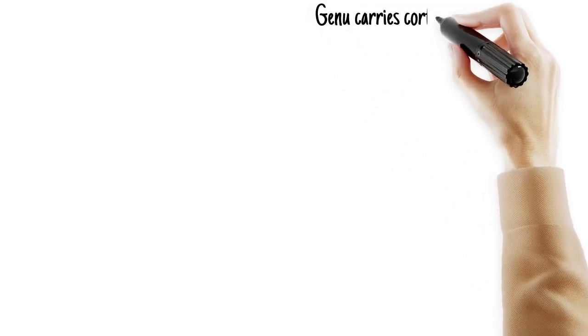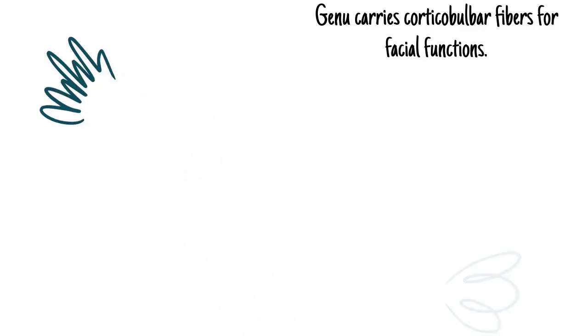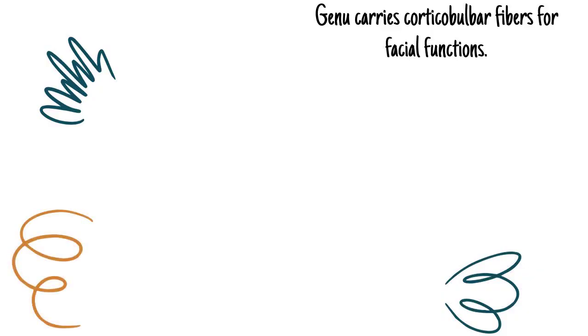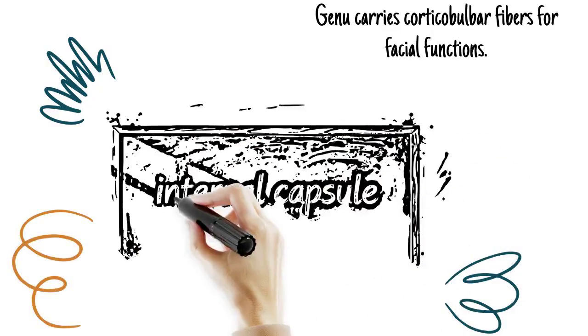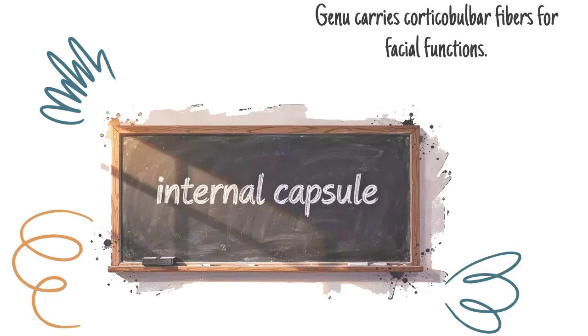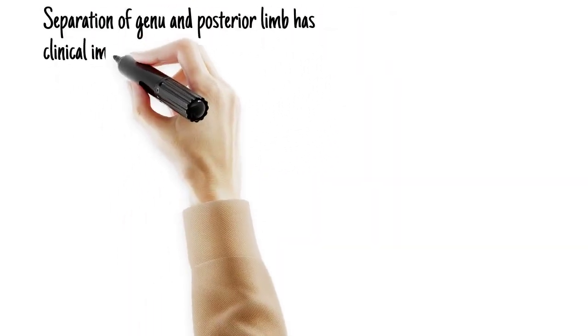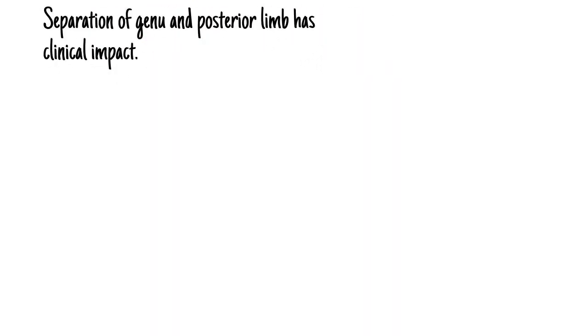These are the fibers heading toward cranial nerve motor nuclei in the brainstem, controlling functions like facial movement, chewing, swallowing, and speech. Just behind this bend lies the posterior limb of the internal capsule, which carries the corticospinal fibers destined for the limbs. This spatial separation between the genu and posterior limb has direct clinical consequences.